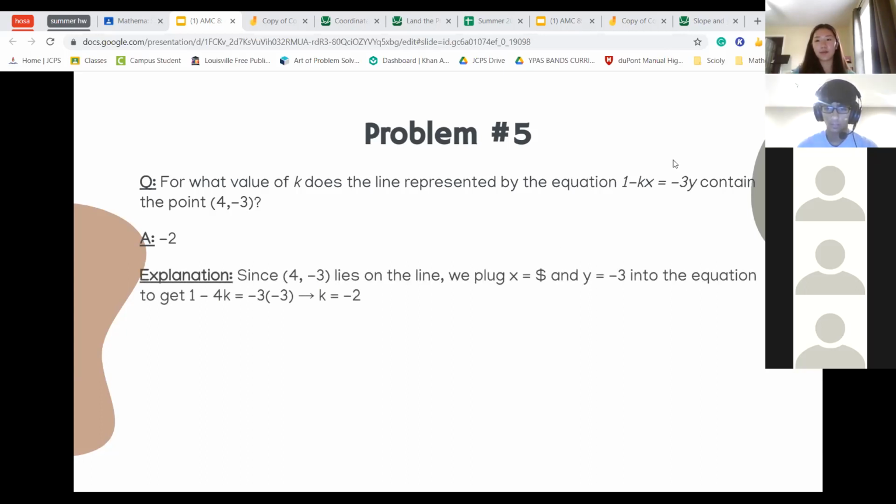We solve this by, so it tells us the equation, but the coefficient of x is missing. Since (4, -3) lies on this line, we plug in, oh yeah, that's supposed to be a 4. So x is equal to 4, and y is equal to -3 into the equation. Then we just solve for k. So we get k equals -2.